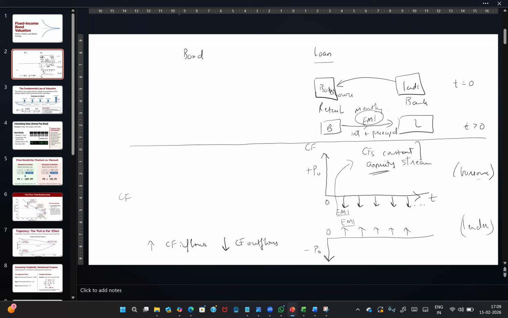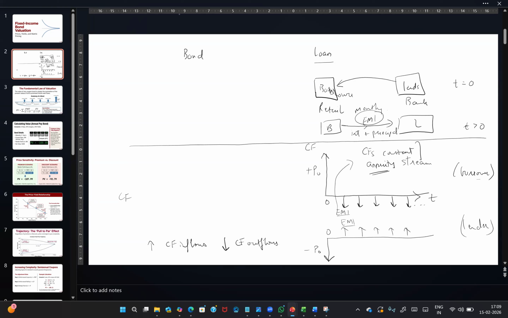So at time zero, the cash flow exchange is very simple here. The investor is going to pay cash to buy the bond from the issuer. And this bond is basically a promise from the issuer to the investor that, look, today I've borrowed money from you, and at the maturity of the bond, I'm going to return that money back to you. So this is how it looks.